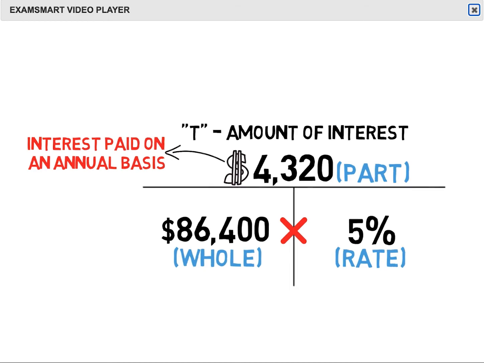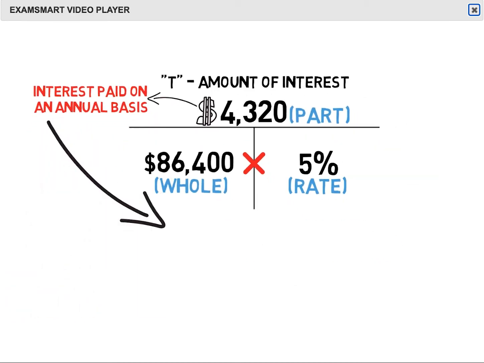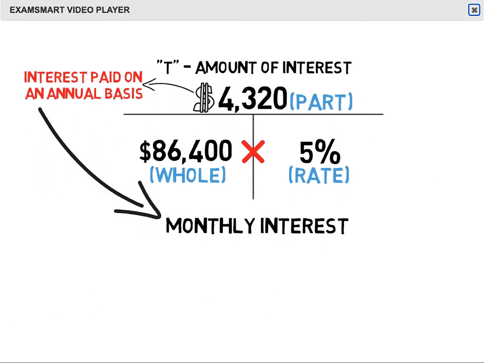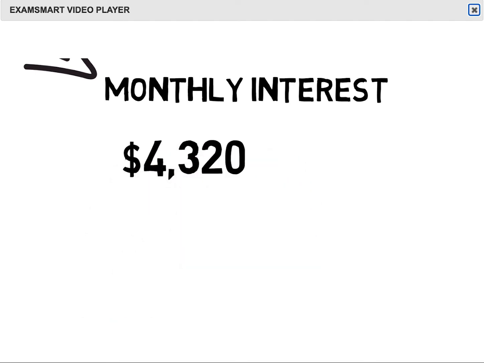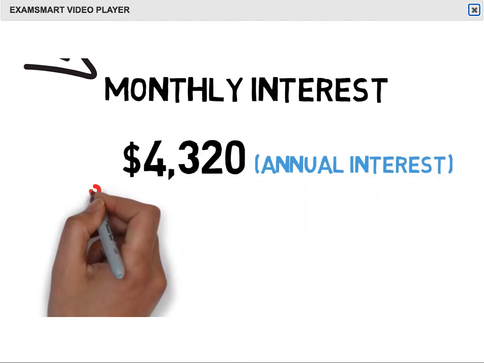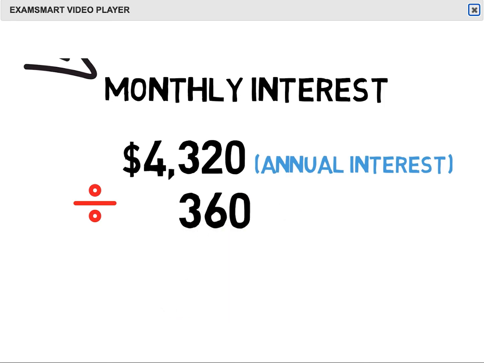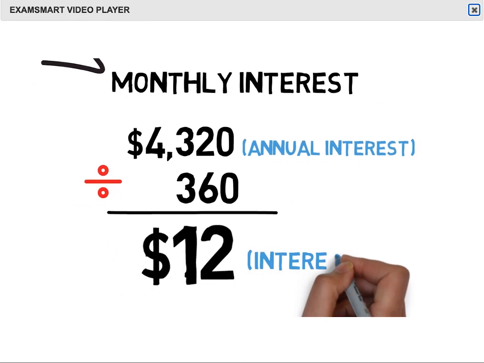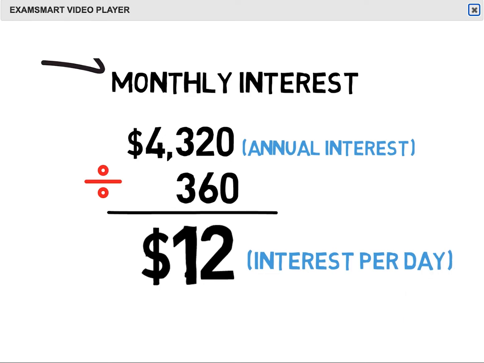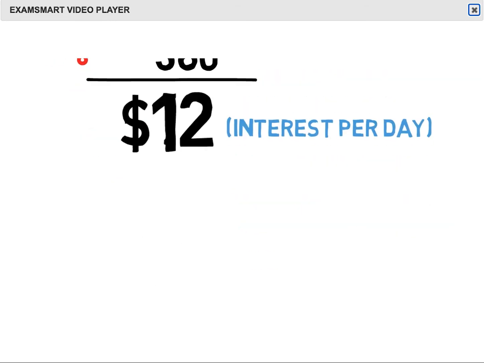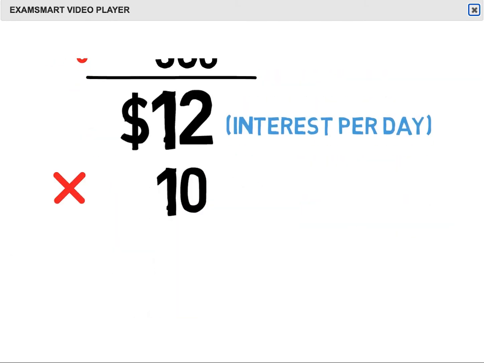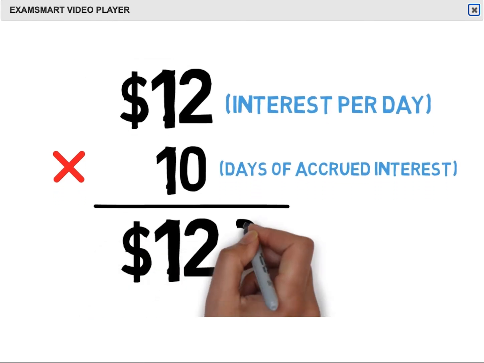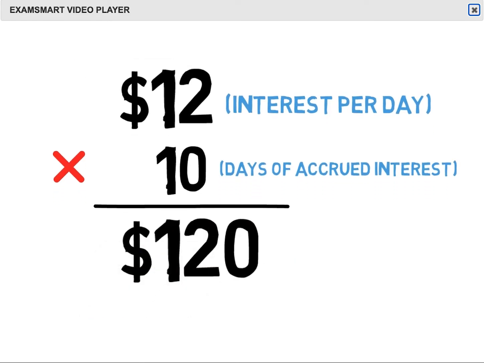We need to figure out the amount of daily interest. So we would take the $4,320 of annual interest and divide by 360, and that would give us $12 per day of interest on the seller's loan. The seller owes 10 days of accrued interest. So we would take the $12 in interest per day times the 10 days, which would give us $120 for the total amount of accrued interest on the seller's loan.